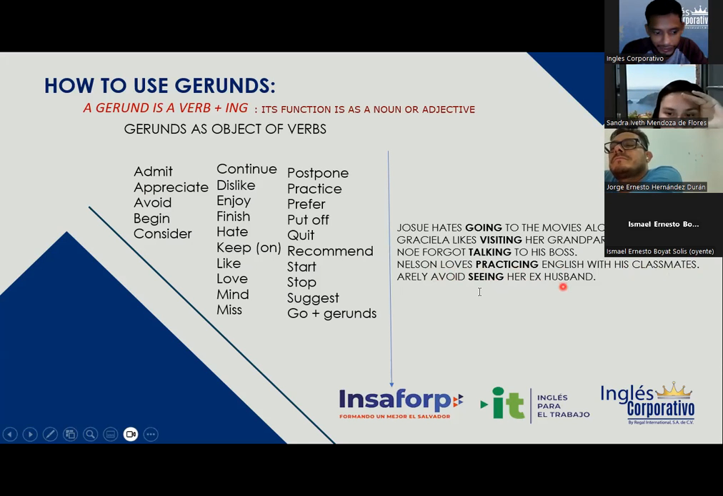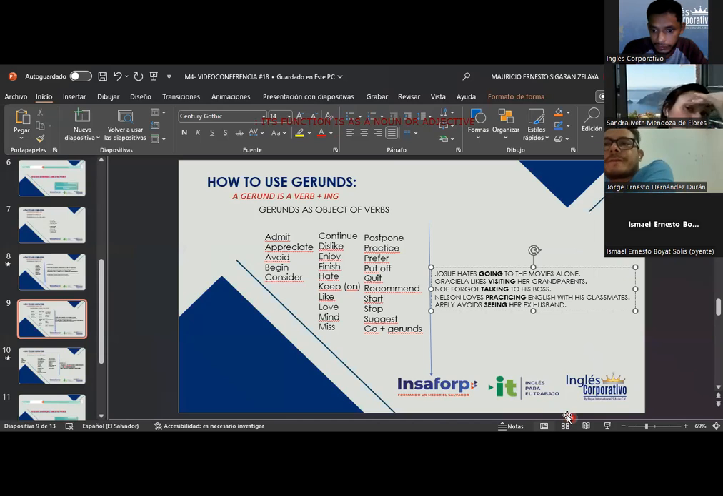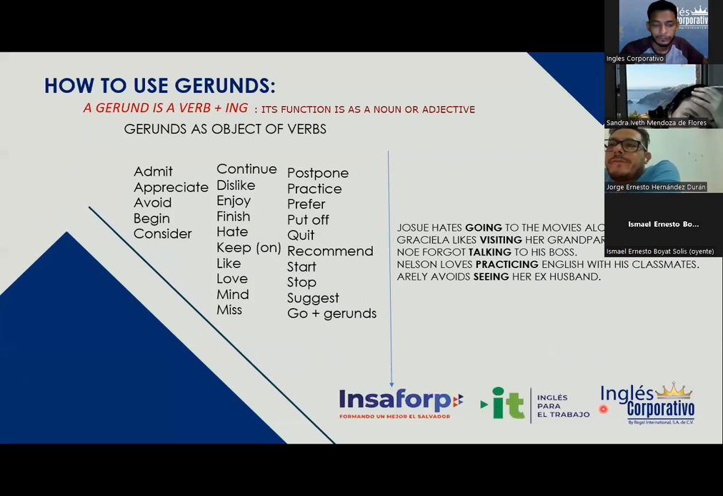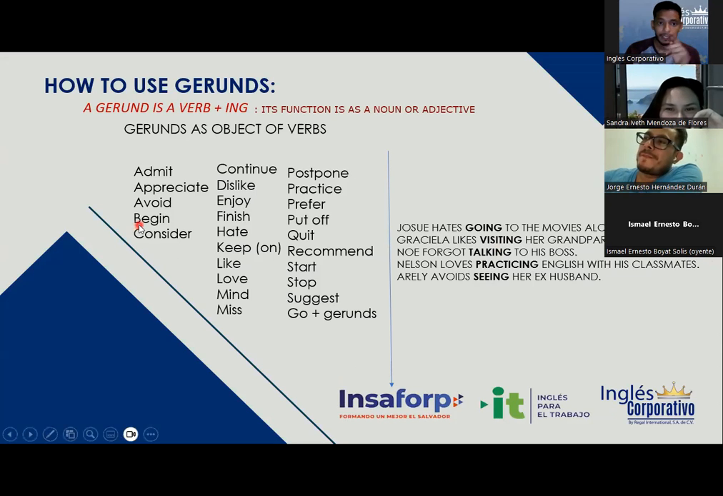Wait, what? ¿Por qué evita hacer eso? Teacher. Yes. Tell me. If we say Nelson loves to practice English with his classmates, is that incorrect? No, it is correct. How do we know how to use gerunds and infinitives? Okay, good question. The only solution I can give you is to investigate the vocabulary and just practice. Study more. Let me help you.